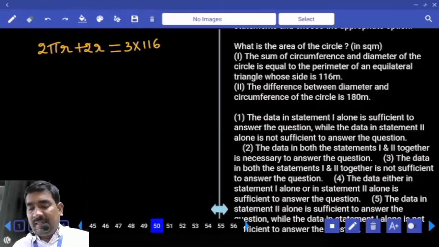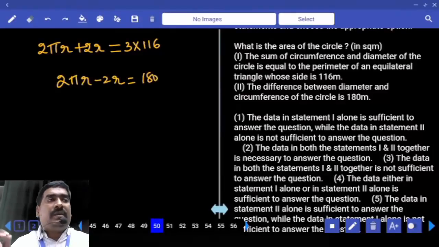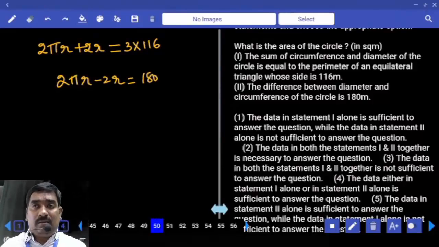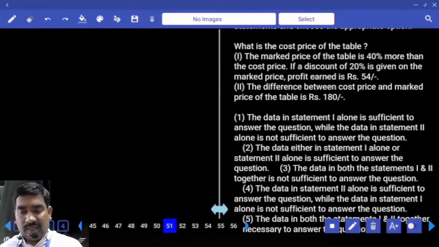Next. The difference between diameter and circumference of the circle is 180 meters. Diameter and circumference, 2 pi r minus 2r, they are given as 180. From here also we can find the radius, or not? So 1 alone is possible, 2 alone is possible, either 1 or 2.